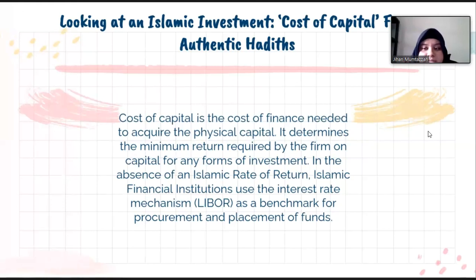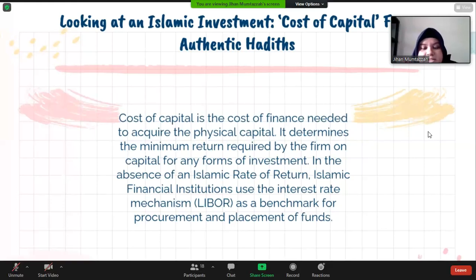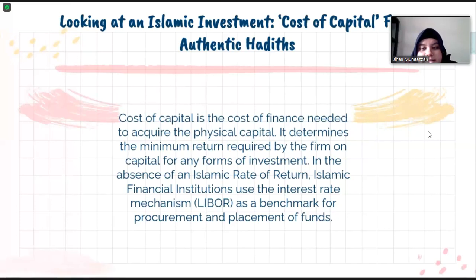In the absence of an Islamic rate of return, the interest rate mechanism is used as a benchmark for procurement and placement of funds. In Malaysia, however, the central bank has used an alternative to the interest rate mechanism. It introduced the framework of the rate of return to standardize the methodology on the calculation of distributable profits and the derivation of the rates of return to the depositors. So there are two models: first, the interest-based conventional benchmark, and second, the profit model of the alternative Islamic one. Now let's move to the literature review to see authentic hadith about profit and interest, to better understand the view of cost of capital from authentic hadith.